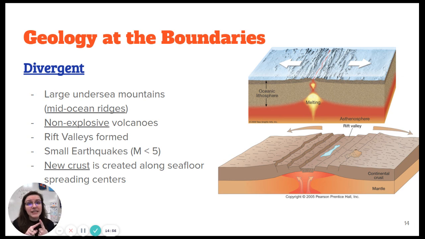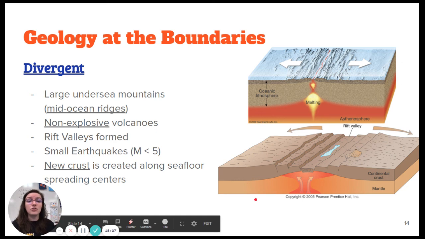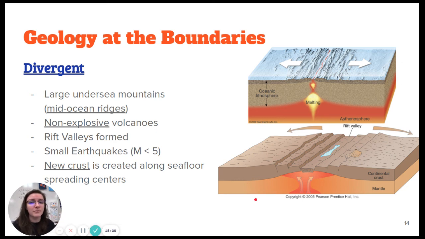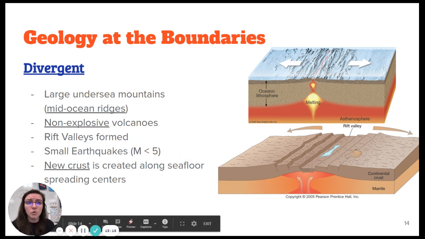Divergent, you get undersea mountains at those mid-ocean ridges. Some volcanoes, but they're not going to be explosive. They're just going to be little volcanoes that well up here because a new crust is being formed. You'll get rift valleys like in East Africa and some small earthquakes, but new crust at sea floor spreading.